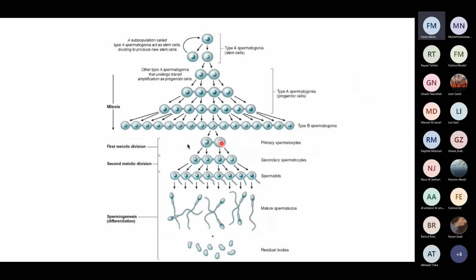As you can see, each cell will divide to give 2 secondary spermatocytes, and each secondary spermatocyte will give 2 spermatids. And in this way, one primary spermatocyte will be at the origin of 4 spermatids. And then the spermatids will mature or will differentiate into spermatozoa.